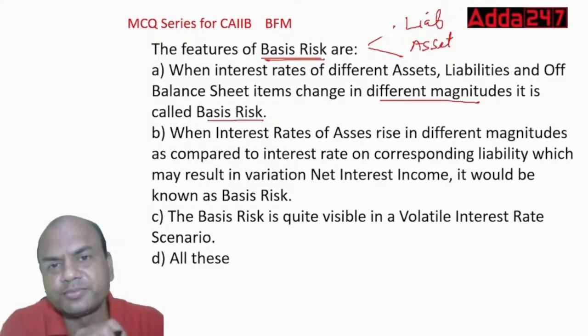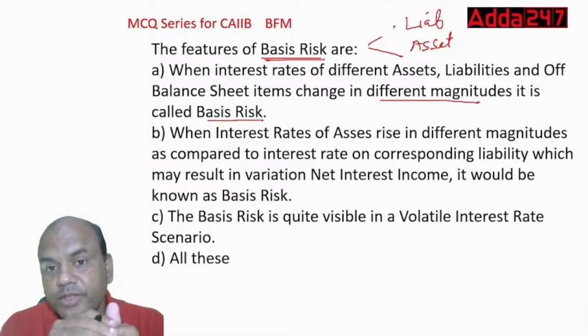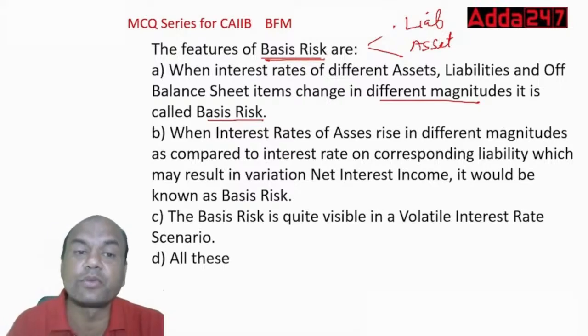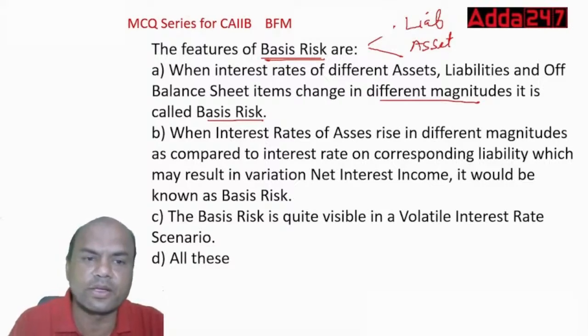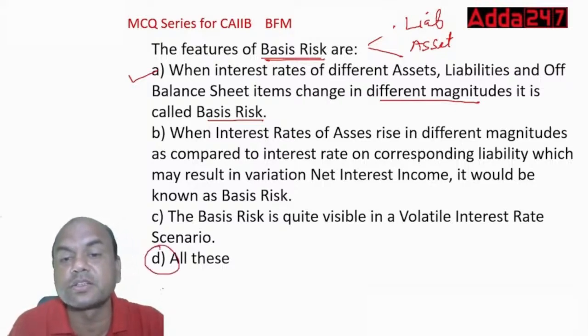Now you tell me. Is A true? Is A the correct answer? Type yes if you feel A is the correct answer. Interest rates of different assets, liabilities and all these. Okay? So A is correct. But there is the option called all of these, so we'll have to check now. All of these means I'll have to check B and C also.